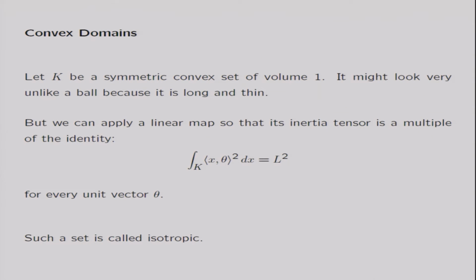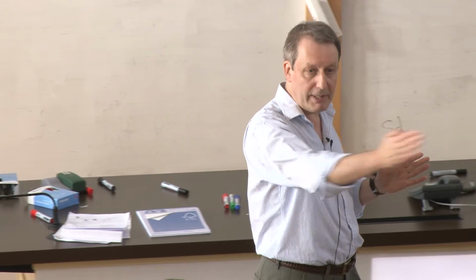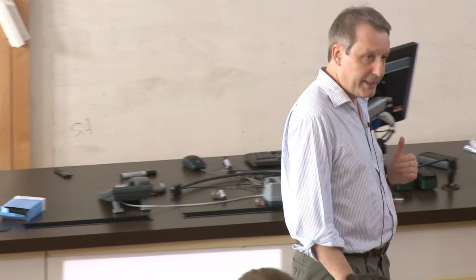Okay, so the formula we want is this: whenever you take a direction theta and you integrate the square of the inner product against a random point in K, in other words, you average over K of the square of the inner product, you get some number independent of the direction, as long as it's a unit vector. And when we have a set which we've transformed in that way, and we always can transform our set that way, it's very easy to check, we call it isotropic, so same in all directions. That's roughly what isotropic means.